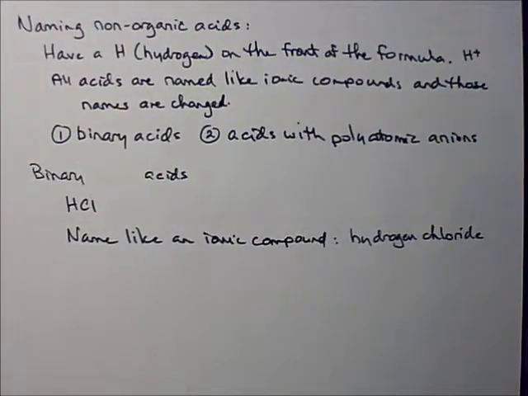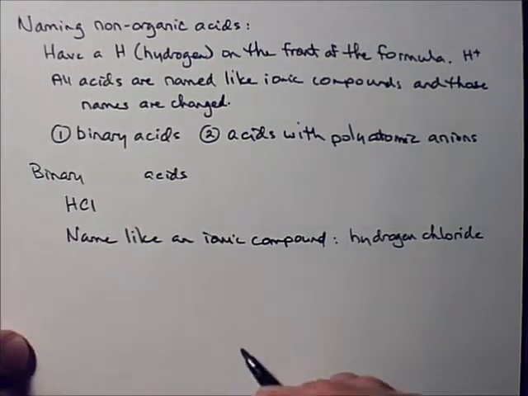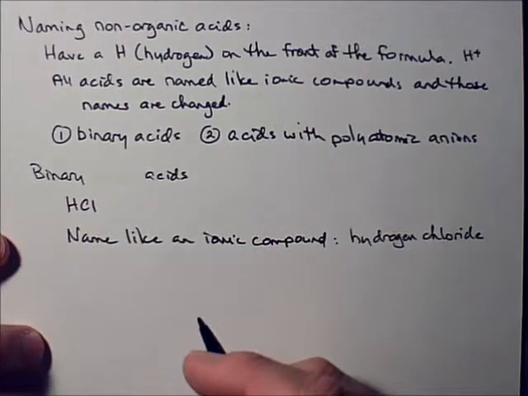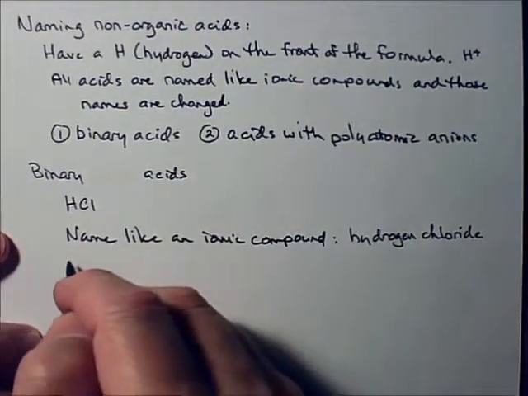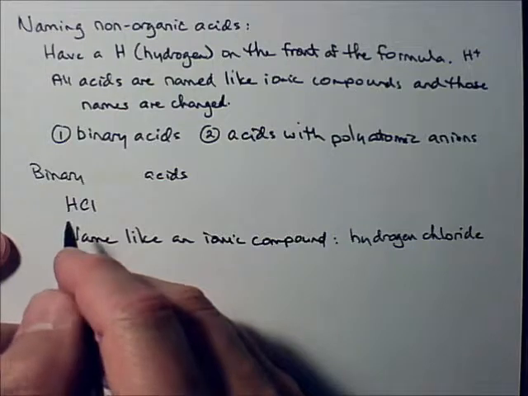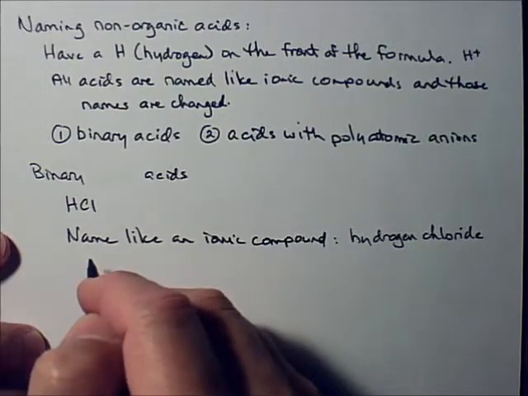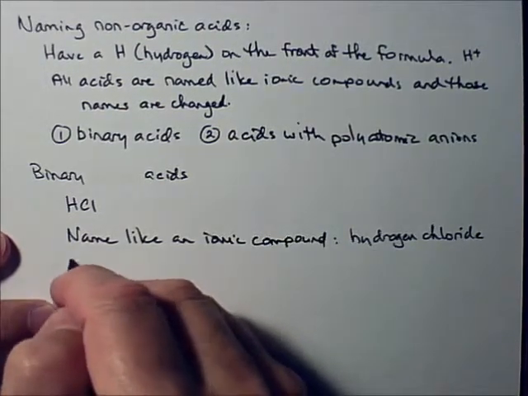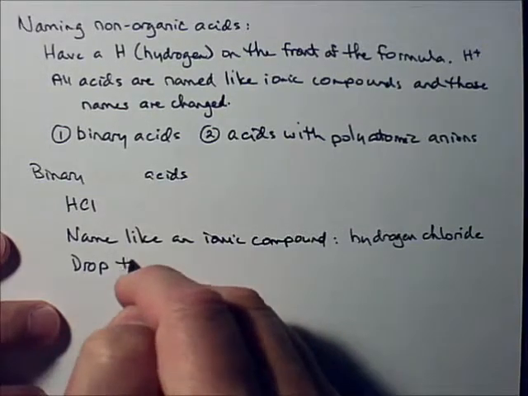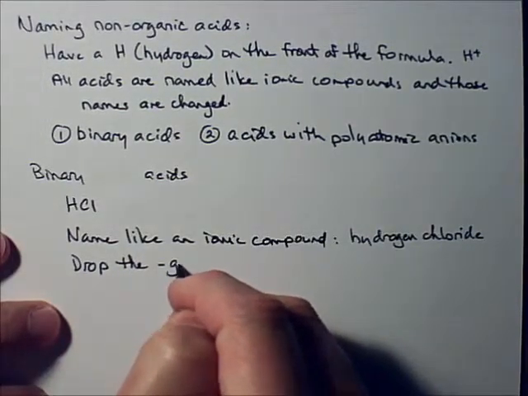So once we have it into the form of an ionic compound name, now we're ready to convert that to an acid name. And there are two or three steps. We're going to drop the gen.